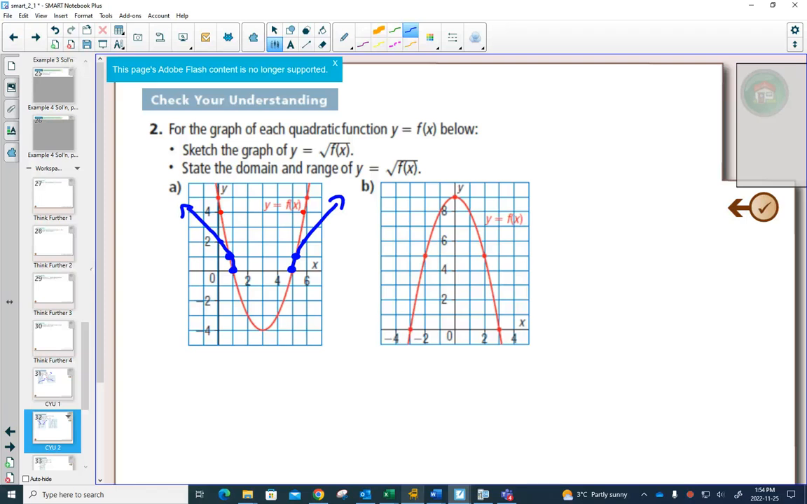Ooh, this one's kind of interesting. And you see how there's nothing in between on the blue graph? It's because you cannot square root a negative. So that whole section is empty.